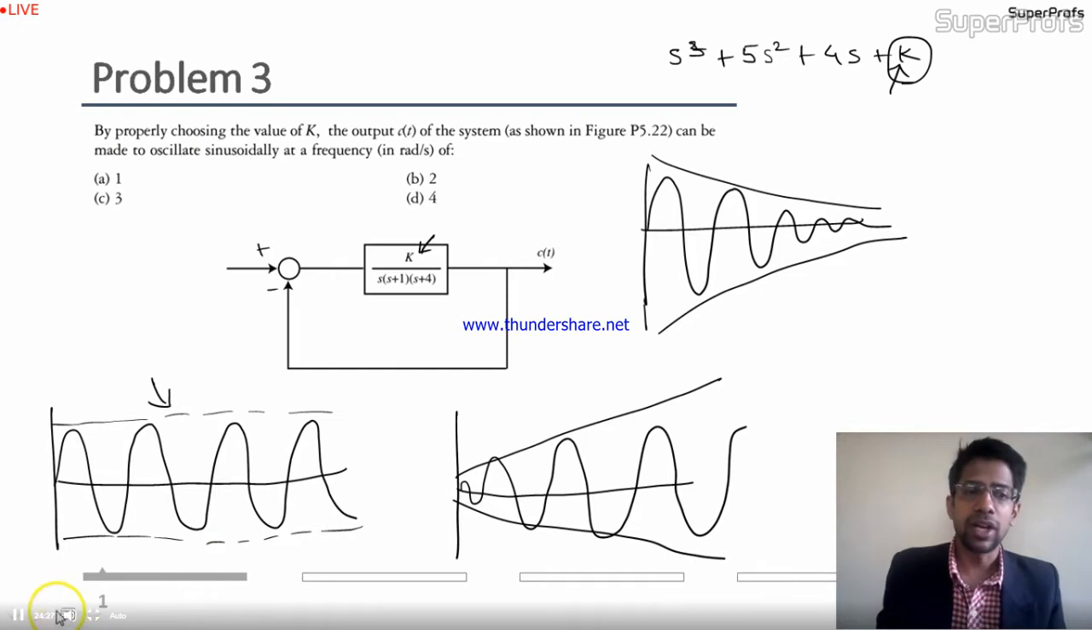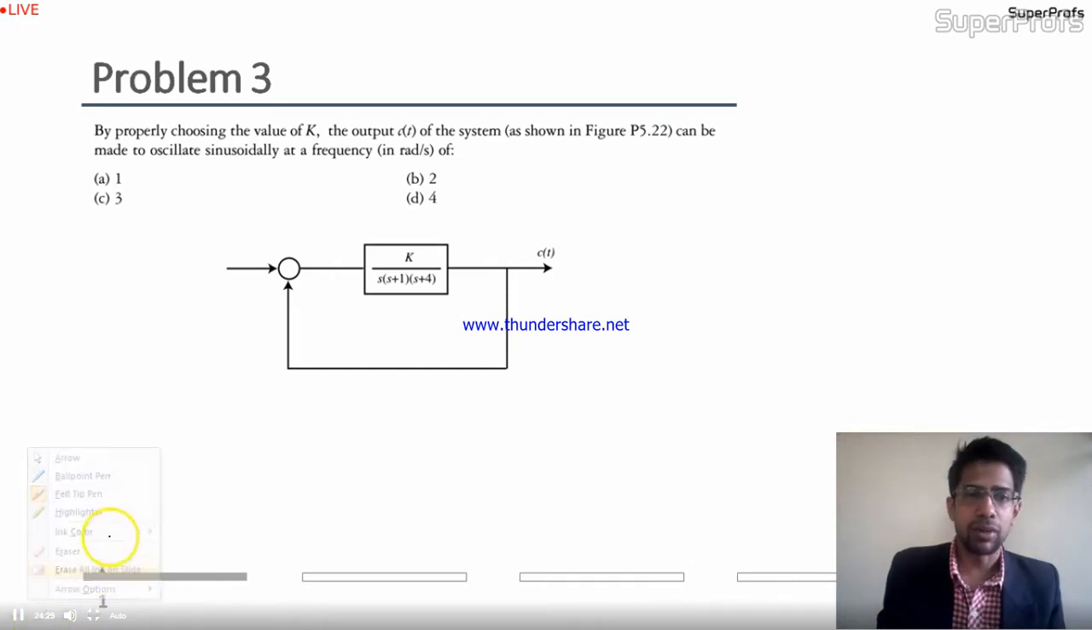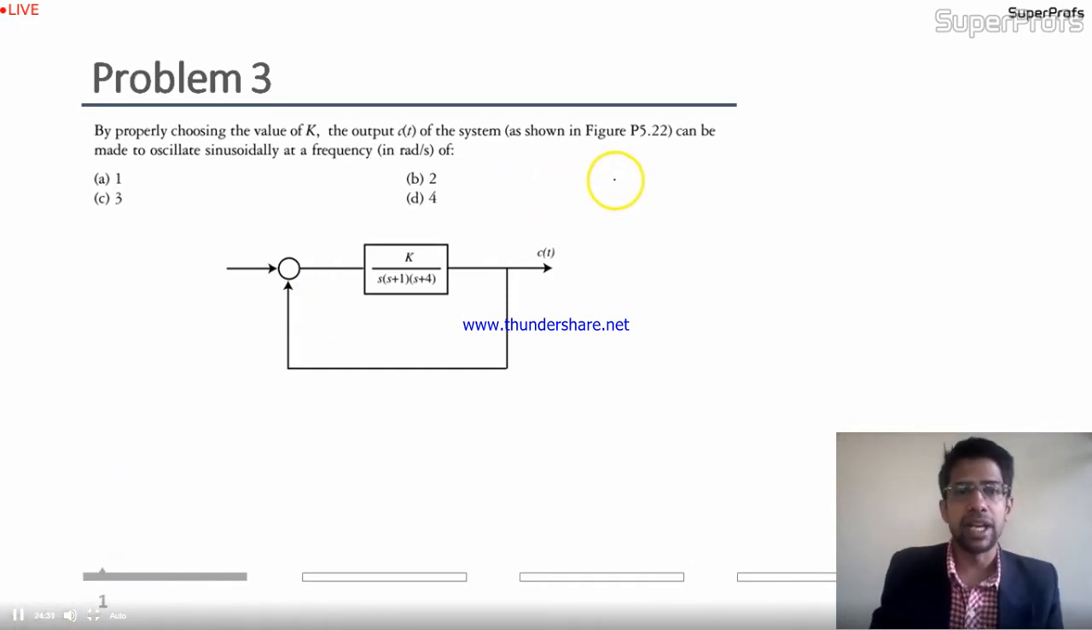Now, don't get intimidated by this problem. This is a very tricky but easy problem. So let us look at the given problem. We have the given characteristic equation as S cube plus 5S square plus 4S plus K.